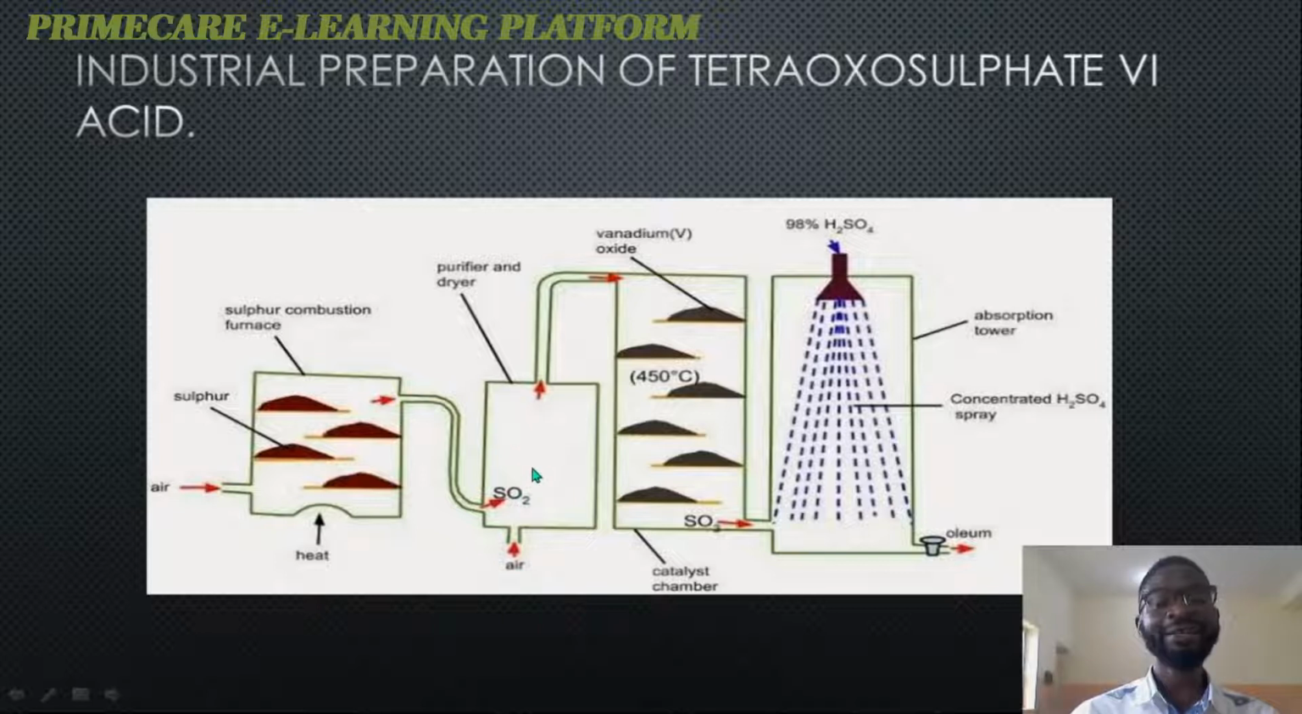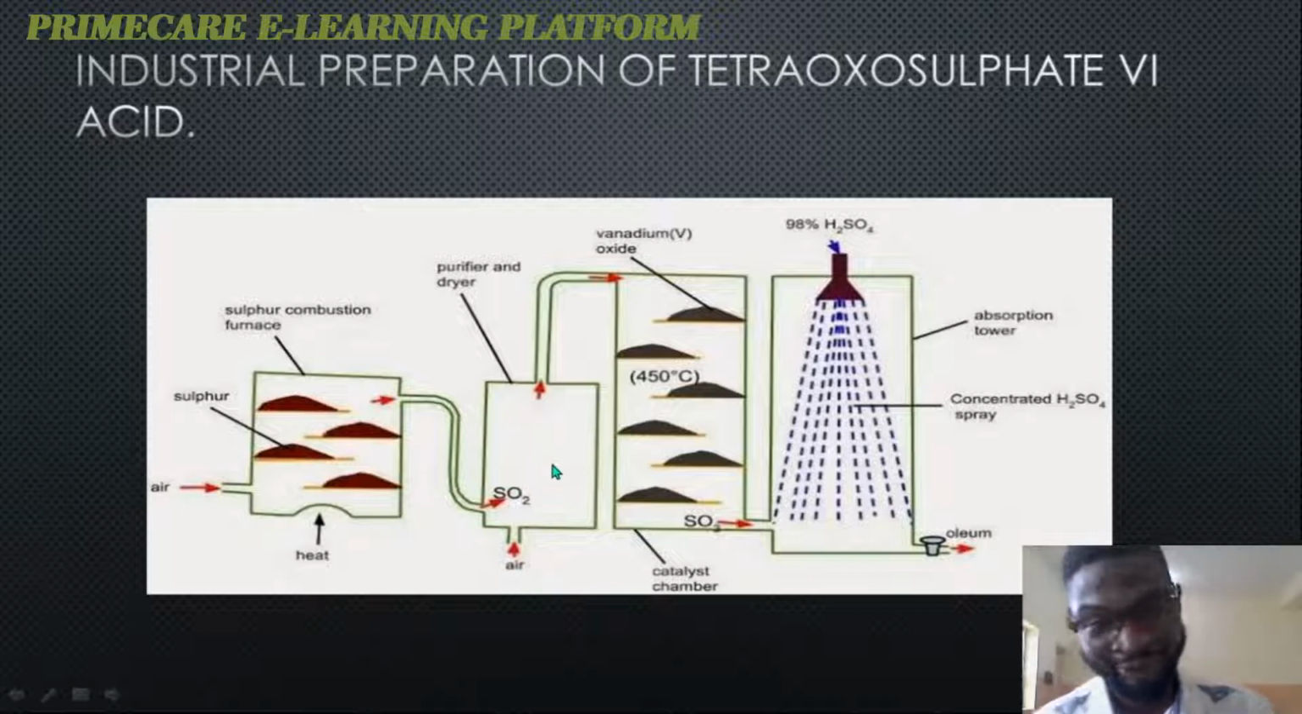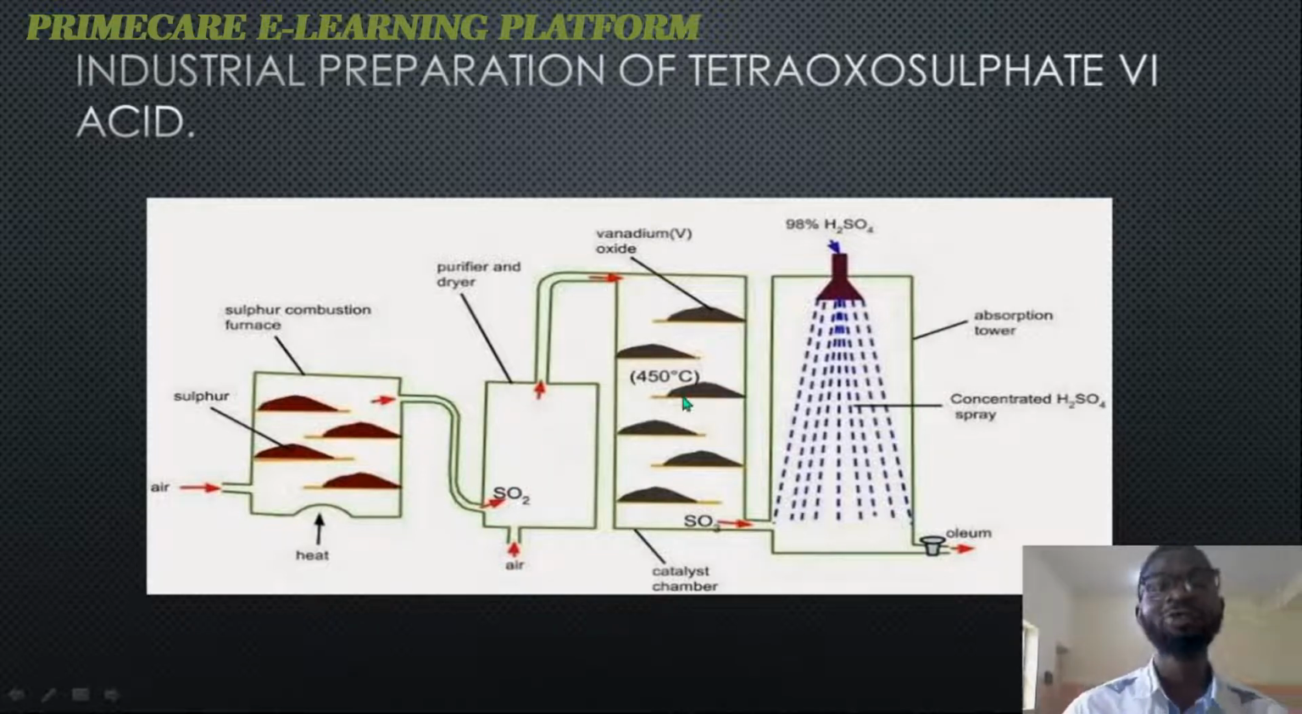In the purifier and dryer chamber, sulfur 4 oxide is purified, the impurities are removed, and it is dried. You dry it to remove all the moisture coming with it from the combustion furnace. It is then transferred to the catalyst chamber. The catalyst chamber contains a catalyst called vanadium pentaoxide.